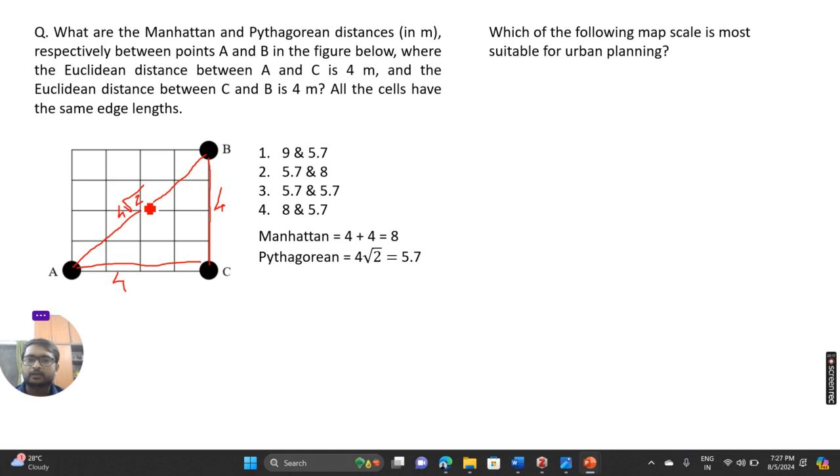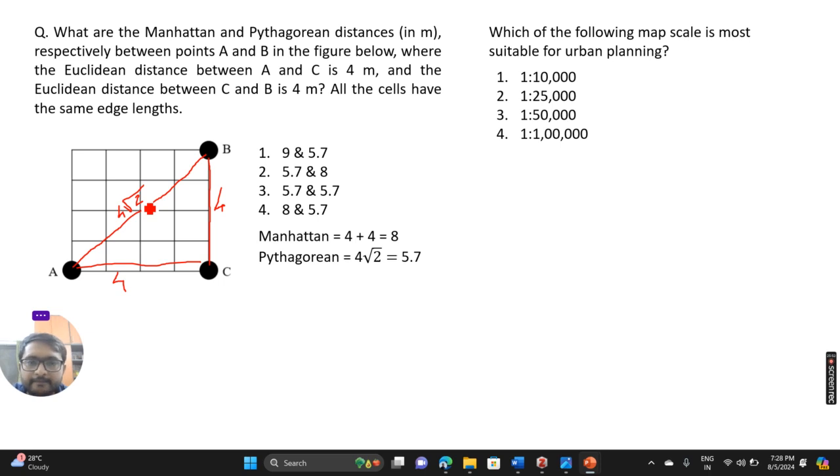Now after that, which of the following map scales is most suitable for urban planning? Let's say we are doing an application in urban planning, so which map scale is relevant for that? And your options are like this. So 1:10,000. Okay, so one answer is 1 is to 10,000. Anyone else want to try?